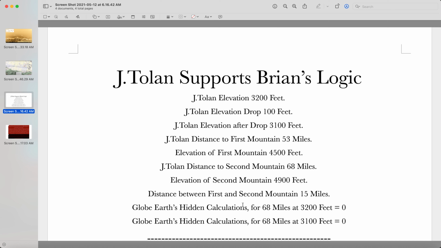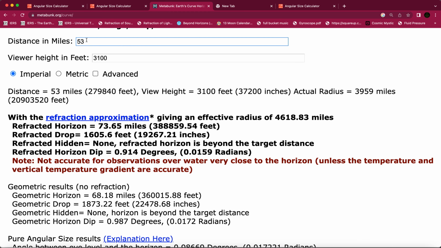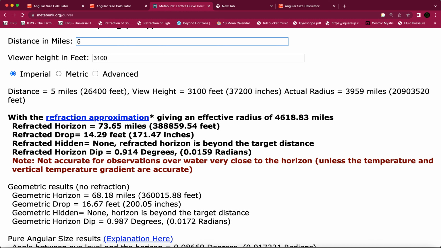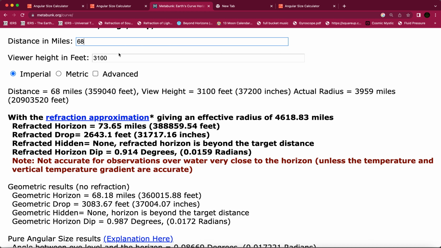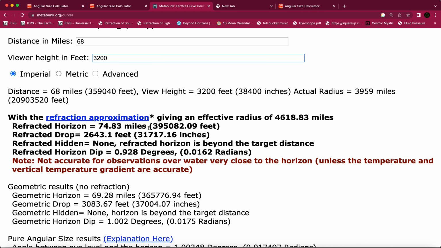The globe Earth's hidden calculation for 68 miles at 3,200 feet is 0. The globe Earth's hidden calculation for 68 miles at 3,100 feet is 0. Just to support that, here is Metabunk: 53 miles, 3,100 feet. I'll actually put in 68 miles, that's the easiest bit to do. 68 miles, 3,100 feet. Geometric hidden: none. Now I'm going to put in 3,200 feet. Of course, once again, it's going to be geometric hidden none.